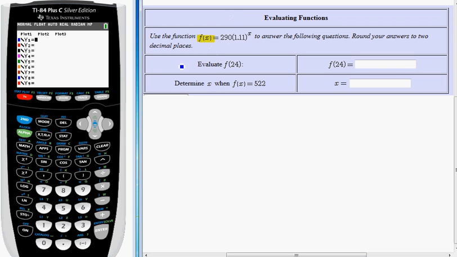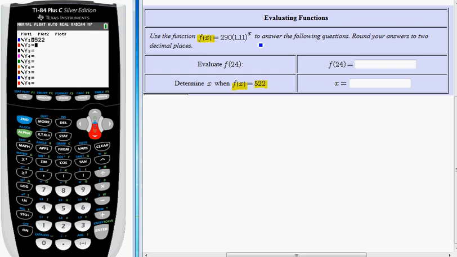To use your graphing calculator's intersect feature, you type the left-hand side of the equation into y1. Well, the left-hand side is f of x, but remember we're replacing f of x with 522. In mathematics, if two things are equal, one can be substituted for the other. So I'm just substituting f of x with 522. So after you've pressed y equals, type in 522. Either go down arrow, or press enter to get to y2.